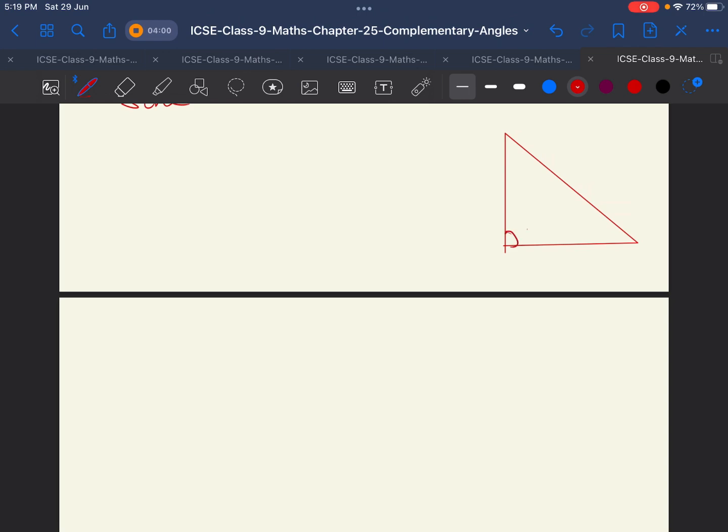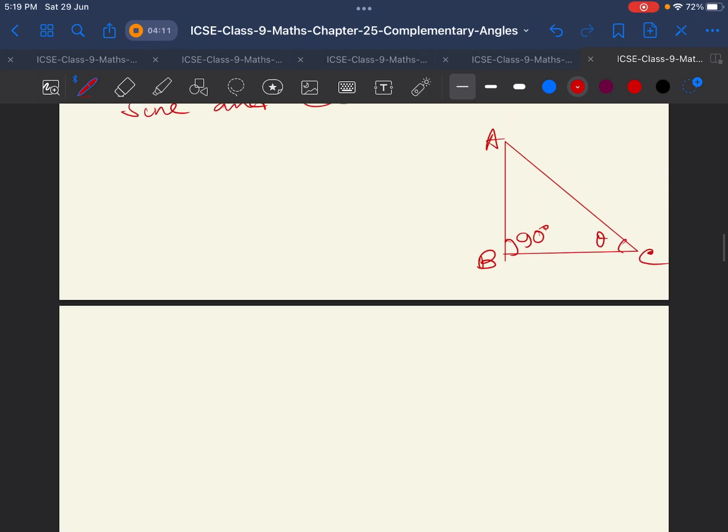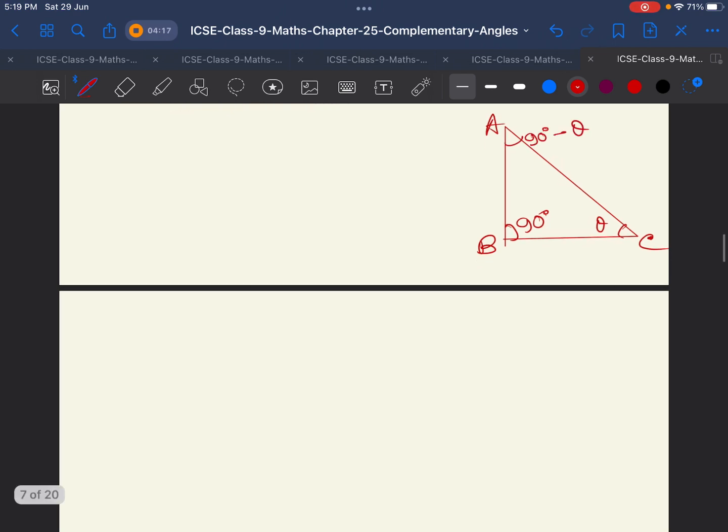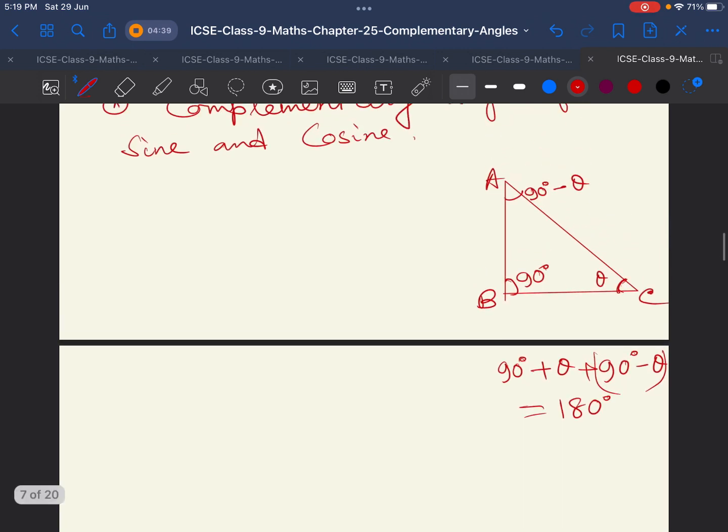Now we draw a triangle. This is a triangle and this angle is 90 degrees, a right angle. ABC is a triangle. If we take this angle as theta, then this angle will be 90 minus theta, because we know the sum of the three angles of a triangle is 180.